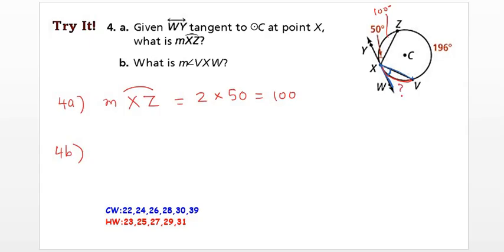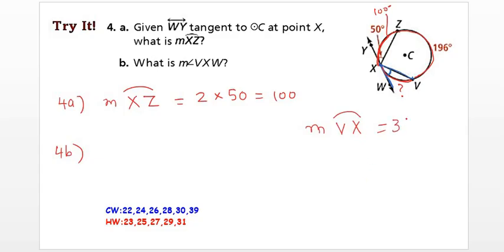Now, how much is the red arc? I don't know. How can we find this arc? Look at this. This arc is 100 degrees, and this arc is 196 degrees. How can we find this part of the arc? Let me explain. We are trying to find the measurement of the arc VX, right? How much is this arc?